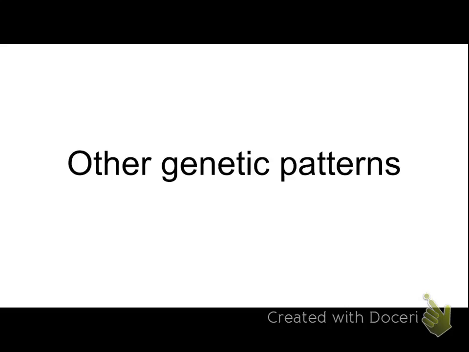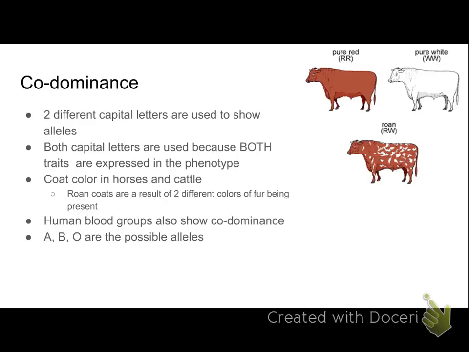So these are just a couple other genetic patterns that we're going to start off talking about today. We're not going to spend a lot of time on them, but they do occasionally show up on state tests, and they are in the standard. So I want to make sure that you at least are a little bit familiar with them. The first one we're going to talk about is what's called codominance.